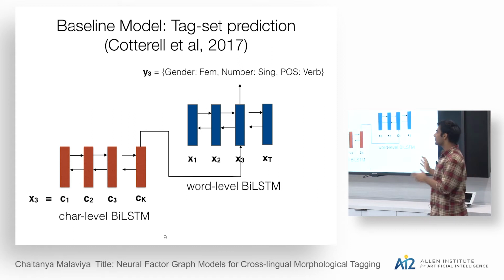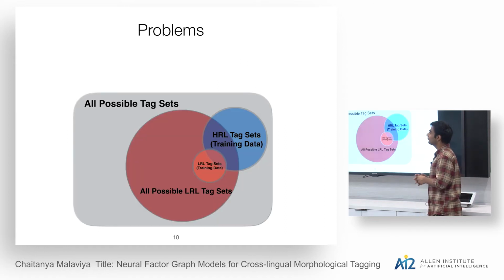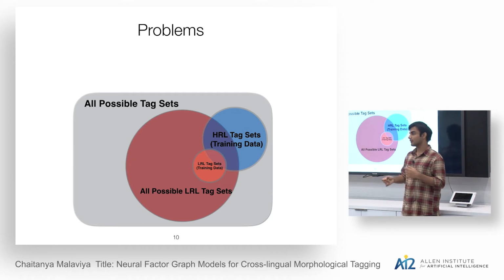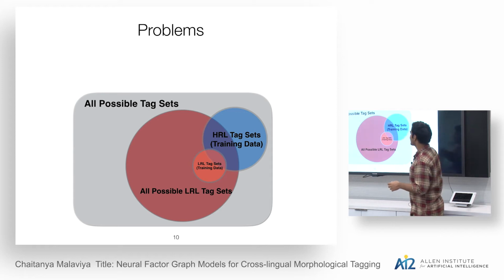There are several problems associated with this model that I'm going to now discuss. The first problem is that there are several possible tag sets that can be generated for a specific token in a target language. Let's say there are 20 tags, then we could have an exponential number of combinations of tag sets that we could generate. And let's say this is the space of all possible tag sets.